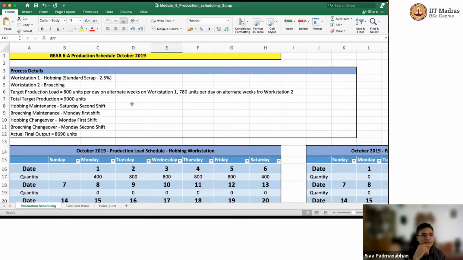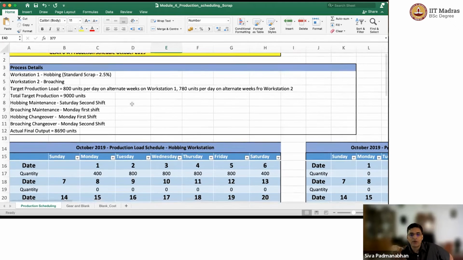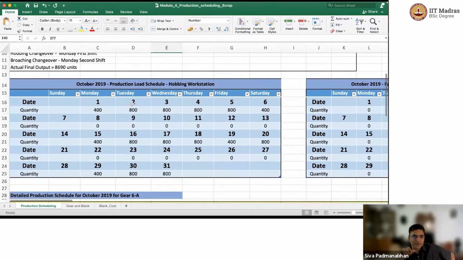And then you see what's called the loading. So the loading is really important, and I want to spend a minute on that calendar piece right here. So this is for the hobbing workstation, which is the first workstation in the manufacturing process. So here I'm saying, based on my production plan for gear 6A, which we saw earlier, for the month of October, I want to make 9,000 units. So that is the actual target. If you go up to the top of the worksheet again, you'll see that the target is 9,000, but I might not actually get 9,000.